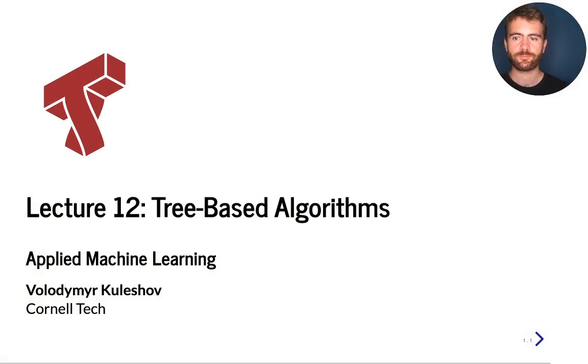Welcome to Lecture 12 of Applied Machine Learning. In this lecture, we are going to look at a new kind of supervised learning algorithm called decision trees, which is going to be quite different from the kinds of supervised learning algorithms that we have seen before.